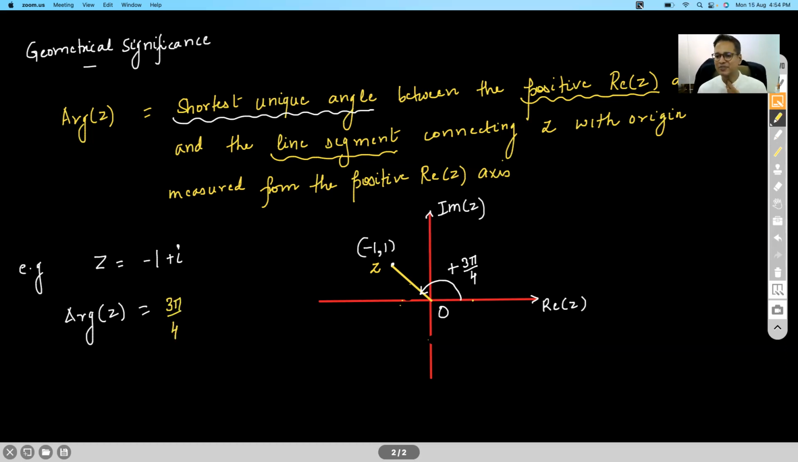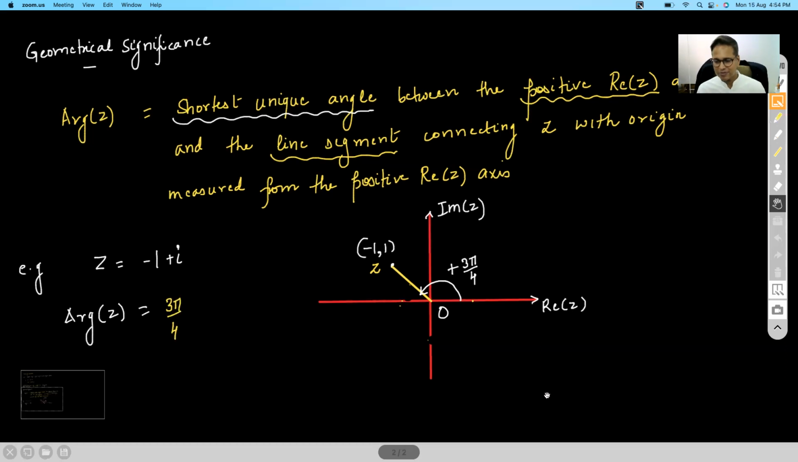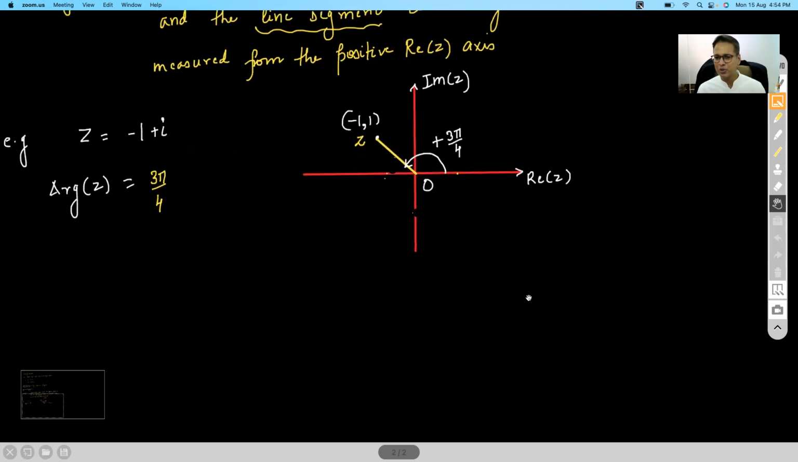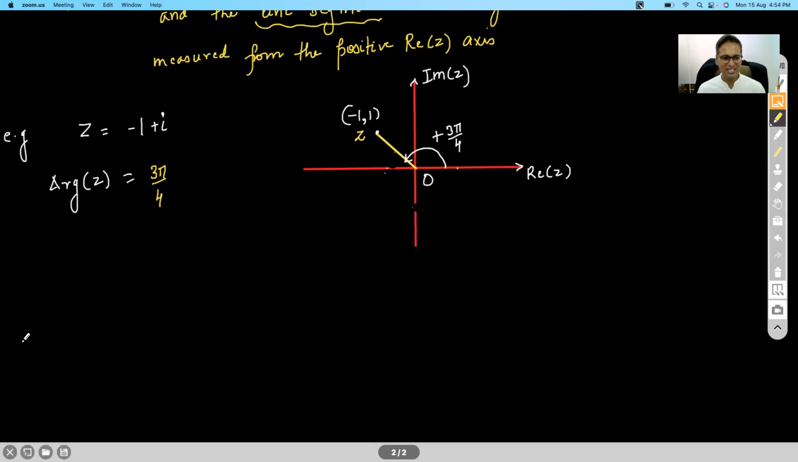Clear? Any questions, any concerns here? Would you like to do one more example? Okay, let's take this one. Let me take minus 1 minus i. I would request all of you to try this out. What is the principal argument for this case?